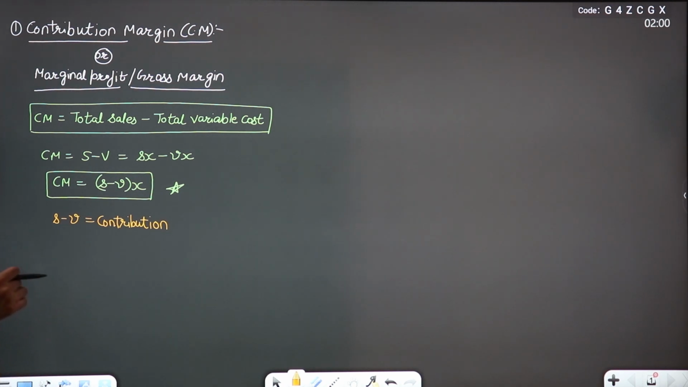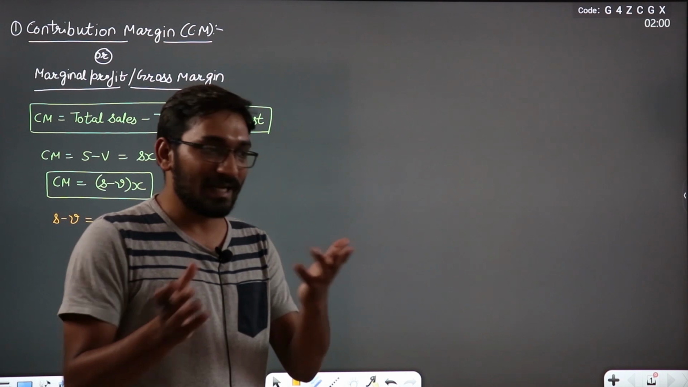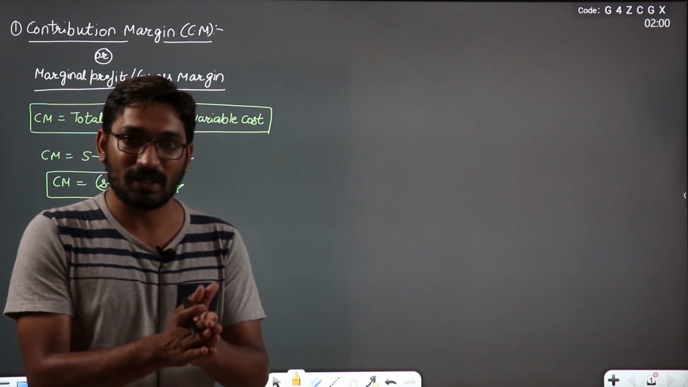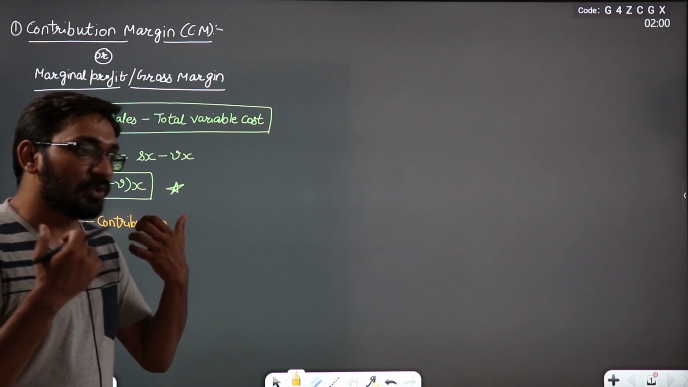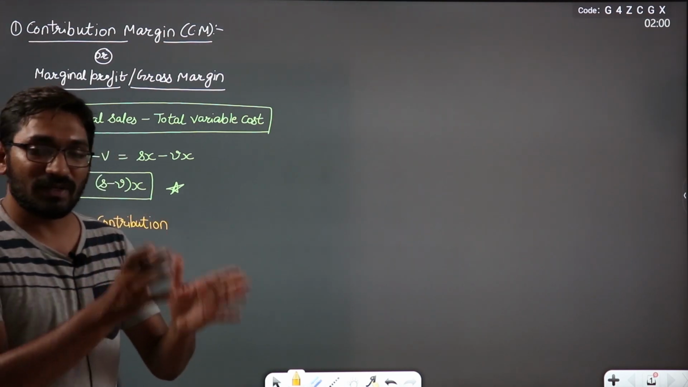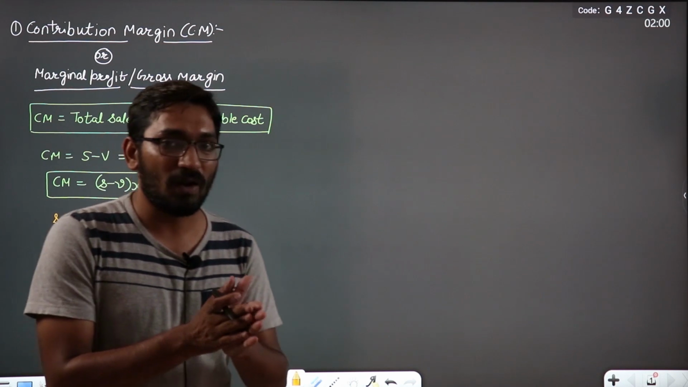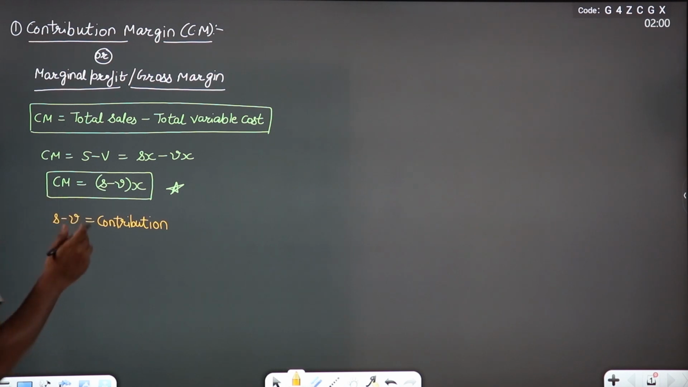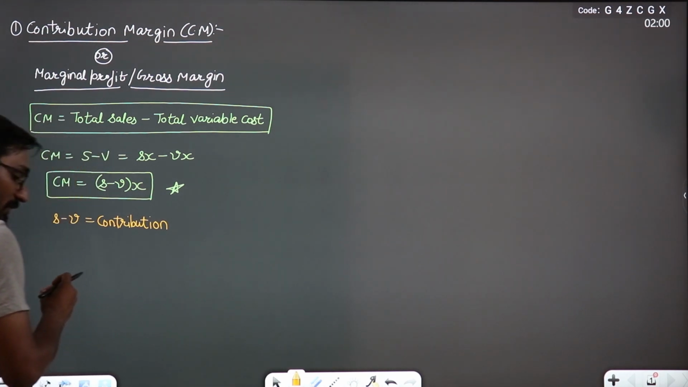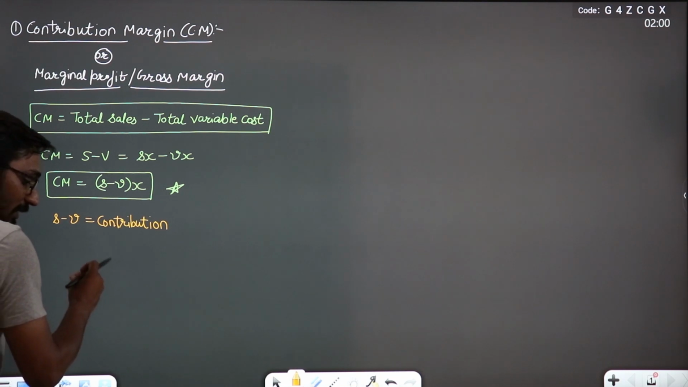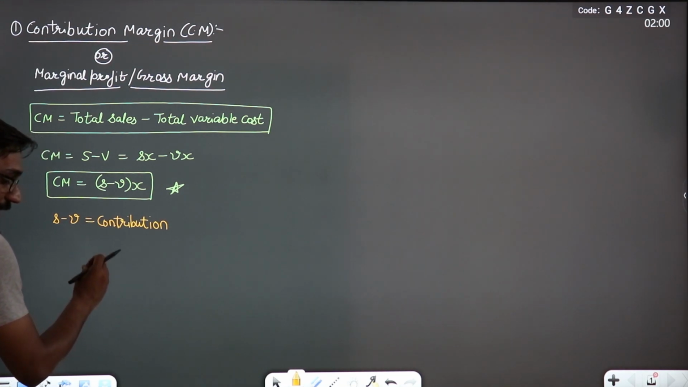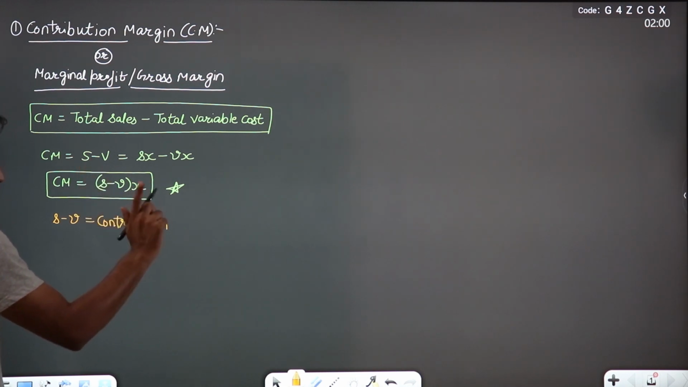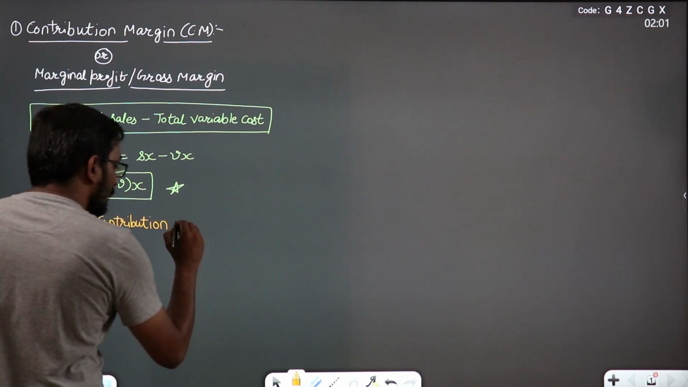We are not mentioning fixed cost here because fixed cost does not depend upon the volume of production. You may produce any quantity but the fixed cost will remain the same, so it will not affect your profit. The profit will be affected by the selling price of 1 unit and the variable cost incurred for 1 unit. So small s minus small v is your contribution in profit.